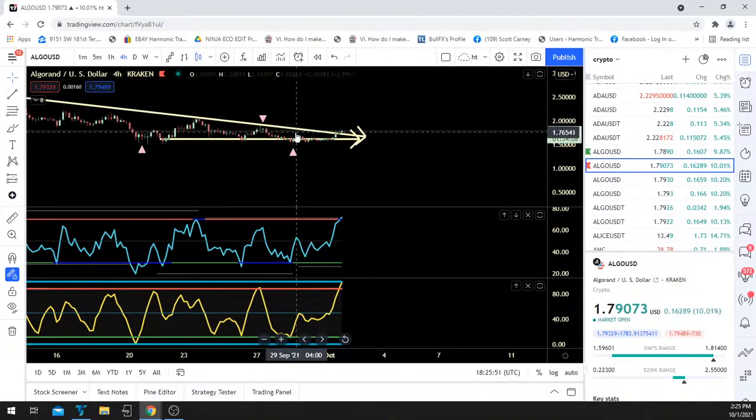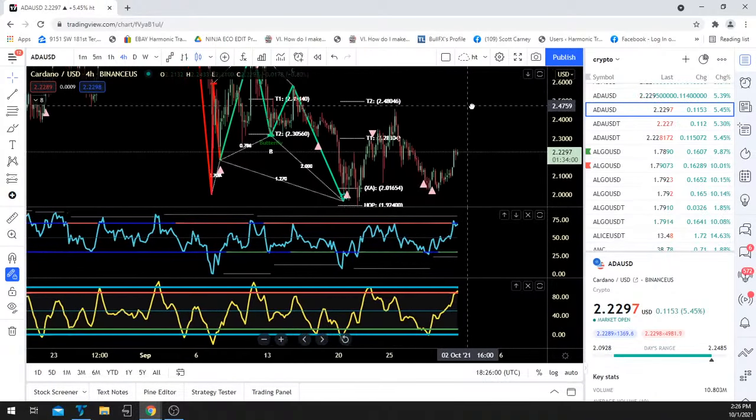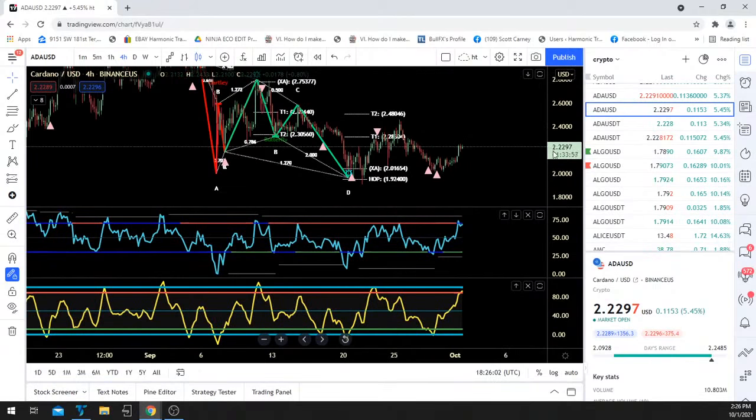We see Cardano coming back to life, and check out this pattern. Again, different pattern structure, but still the 1-2 framework. This is a butterfly pattern. Let me blow that up.